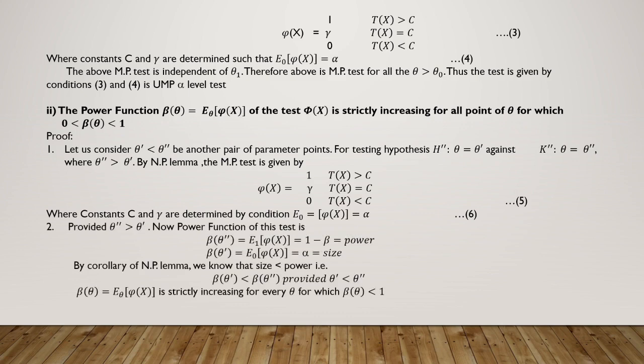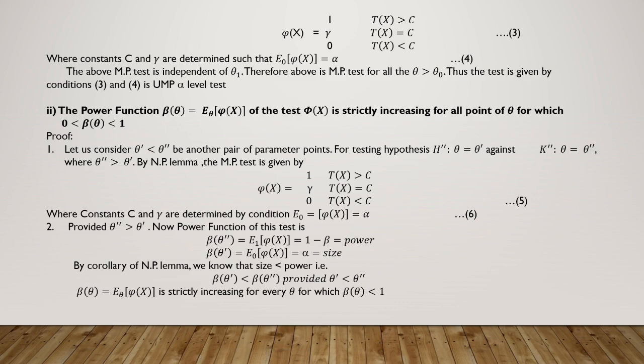Now as we know θ'' is greater than θ', so the power function of the test is β(θ'') = E₁[φ(x)] = 1 − β, which is the power of the test, and β(θ) = E₀[φ(x)] = α, which is the size of the test. So by the corollary of the NP lemma, we know that size is less than power. Therefore, β(θ') is less than β(θ'') provided θ' is less than θ''.